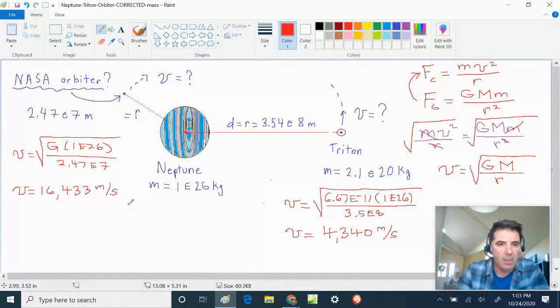So 16,433. So that's blazing, right? The thing we want to end off talking about here is the equation in general. So what does the equation say? What kind of statement does this make, right?